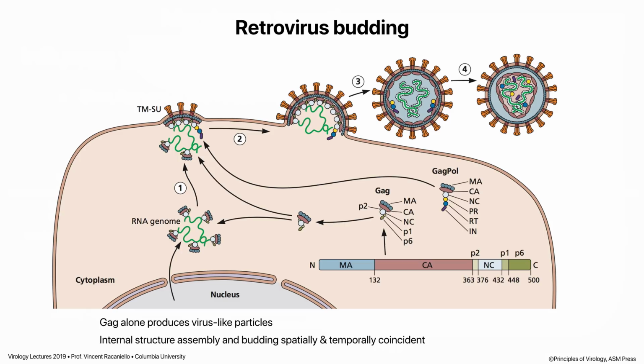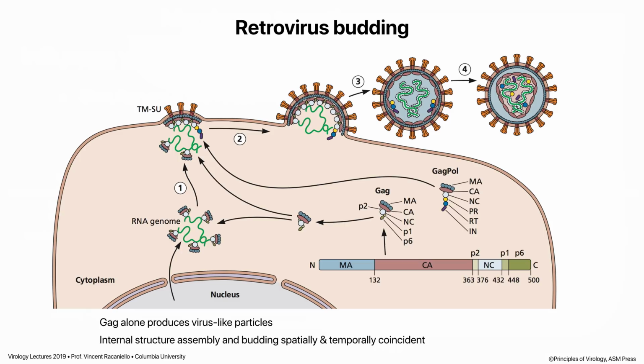You can see it's drawn now as having an isometric nucleocapsid, and that's infectious. All right, so that's what I mean by the internal assembly and budding are spatially and temporally coincident. You don't actually form the particle until it's totally budded off and the protease has become active. But you can see here a lot of interesting points, in particular how the RNA is brought in and how these arrayed proteins form the growing particle.